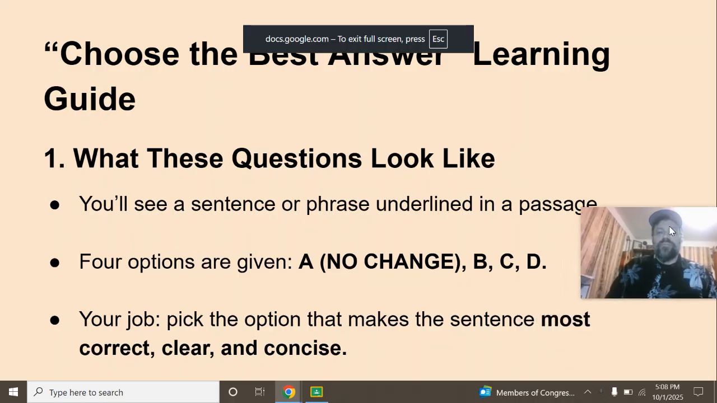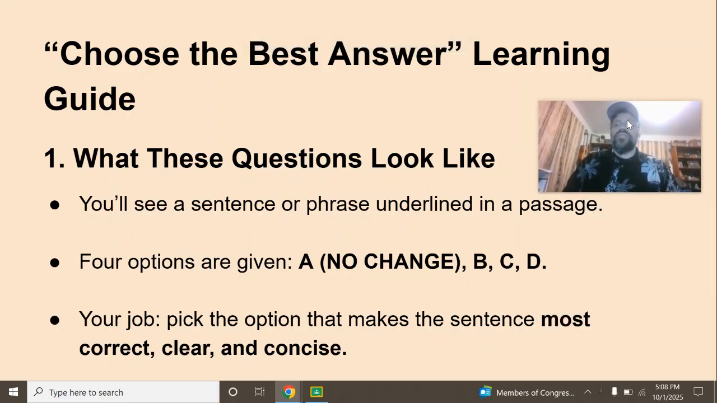All right, some tips on choosing the best answer. So, this is a learning guide that will help you in understanding how to better navigate these kinds of questions. What the questions look like, again, just like the other ones, is either A, no change, B, C, and D. And you have to choose the one that's the most clear, correct, concise answer.